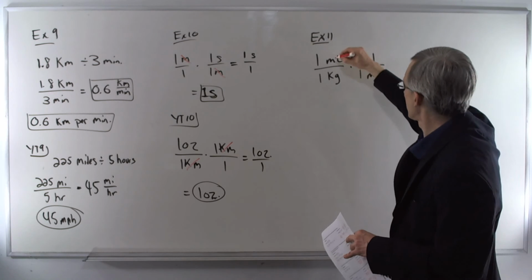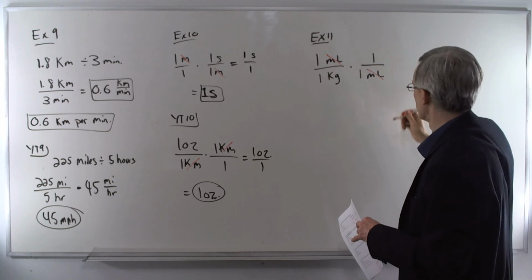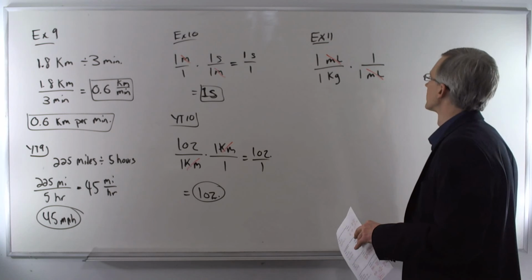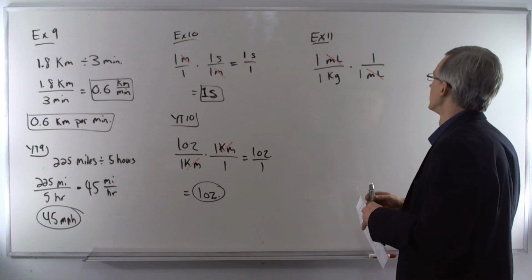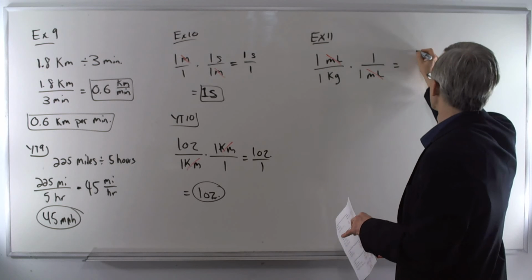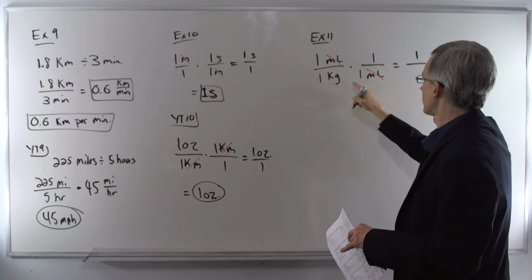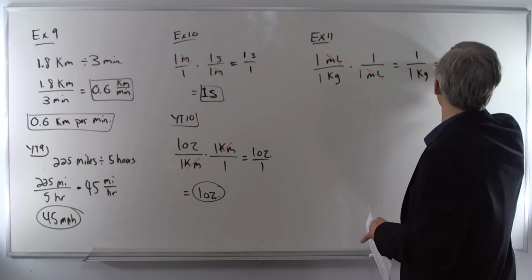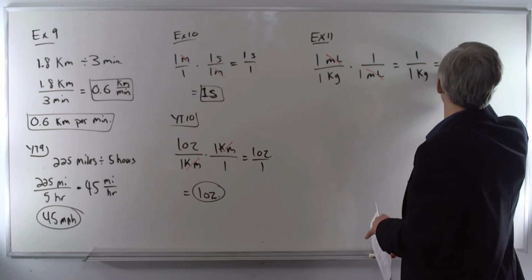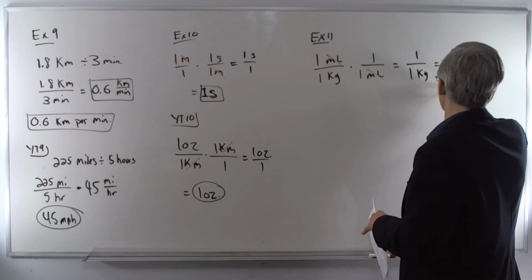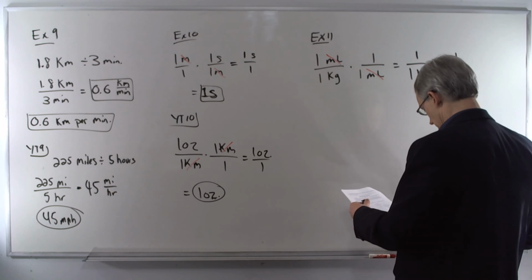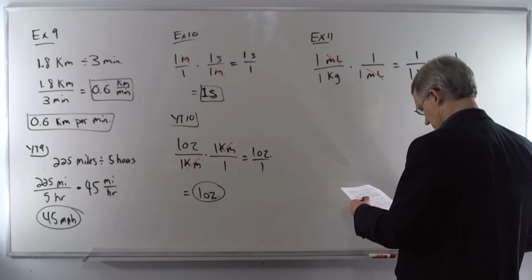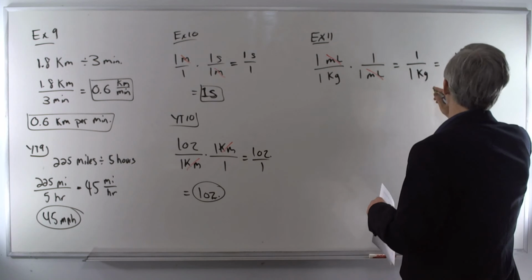All right, milliliters on top, milliliters on the bottom, milliliters cancel. Now multiplying straight across. Got no units left on top, so that's just a 1. Multiplying straight across, 1 kilogram times 1 is 1 kilogram. So 1 over 1 kilogram. Yeah, I'll put 1 in there. Good.